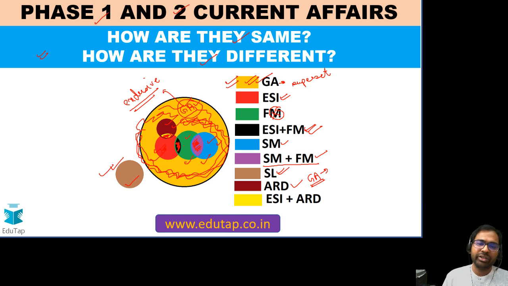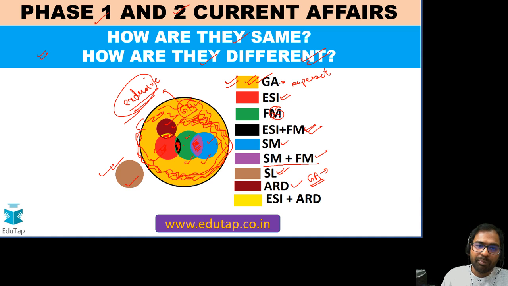Let us take the topic of defense, about different missiles. Can a missile question be asked in ESI? Can it be asked in finance? In security market? In agriculture and rural development? No. Let us take the topic of Grand Prix. Who has won the Grand Prix? Can this topic be asked in ESI? In finance? In ARD? No. So this area is the exclusive GA area, because questions based on this area can never be asked in phase 2. This is how the phase 1 and phase 2 current affairs are different.